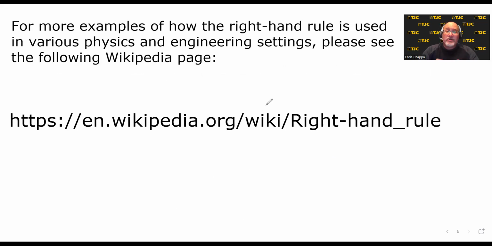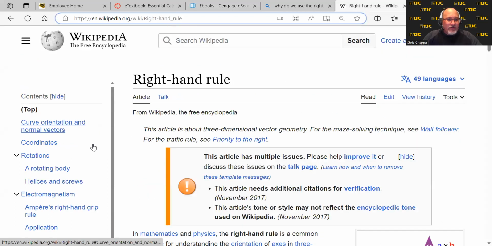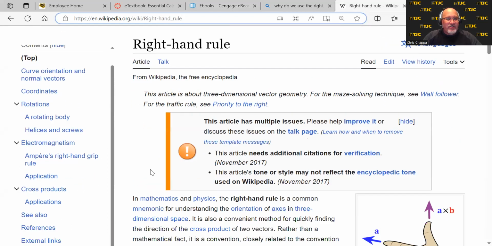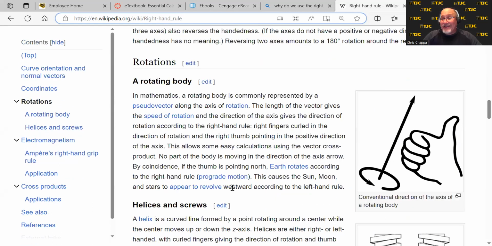If you're interested in some more uses of the right-hand rule in physics and engineering, I would recommend the following Wikipedia page. You just go to Wikipedia and search right-hand rule, and you'll see this. And on the contents over here, there's a lot of physics and engineering applications that they talk about, some of which I really don't have much of an idea about.